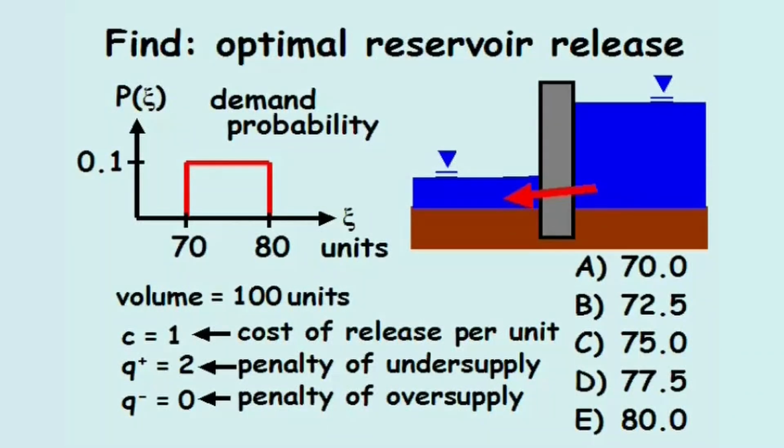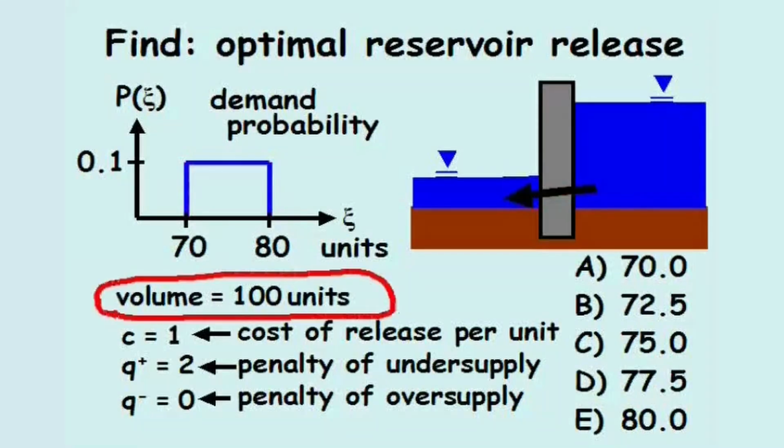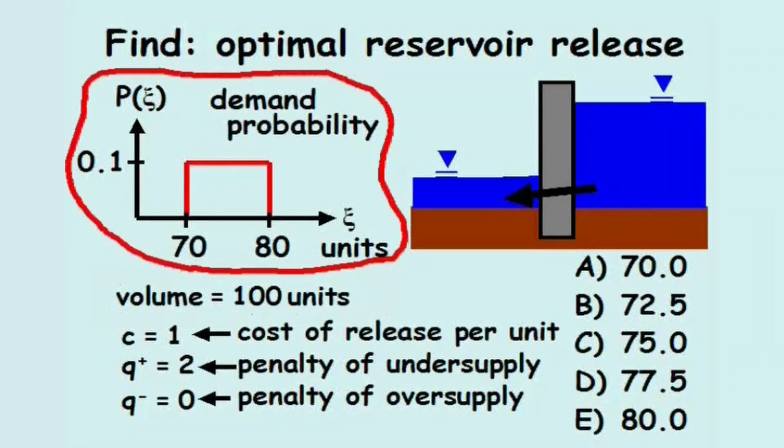Find the optimal reservoir release. In this problem, a reservoir with an initial volume of 100 units is to release a certain quantity of water to meet a downstream demand. That downstream demand will be between 70 units and 80 units with a uniform probability distribution.